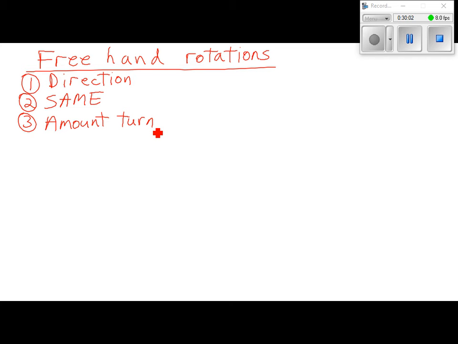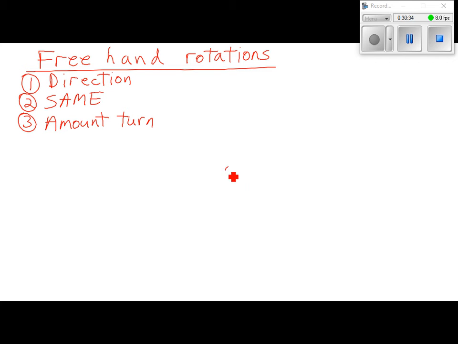Did you go the right direction, clockwise or counterclockwise? Does the shape look the same? Because when you're doing a rotation, what should be true about the image and the pre-image? They should be exactly the same. Did you turn it the right amount? If I said turn it 180 degrees, and you turn me to here, did you turn it the right amount? No. So that's what I'm going to be looking at.